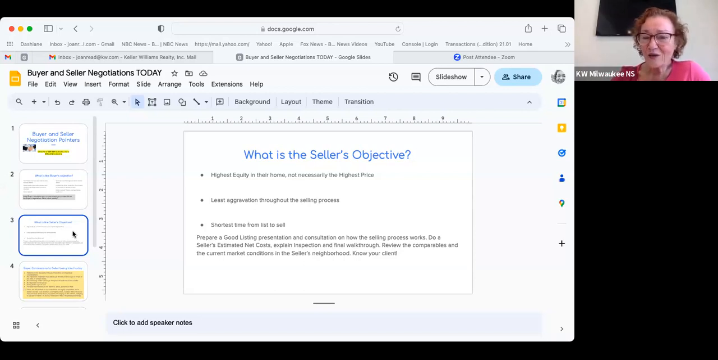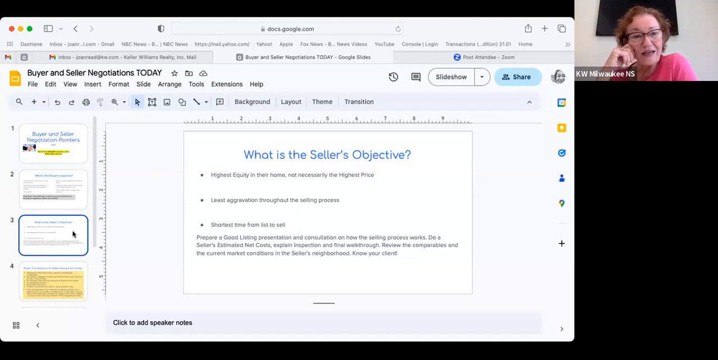Another thing a seller is looking for, whether subliminally or they're aware of it, is the least aggravation throughout the selling process. They want you to take care of them. They want you to solve the problems. They want you to make this smooth. So they want to hire a very professional listing agent who knows how to negotiate, who knows how to prepare the property, who knows how to get what they need.